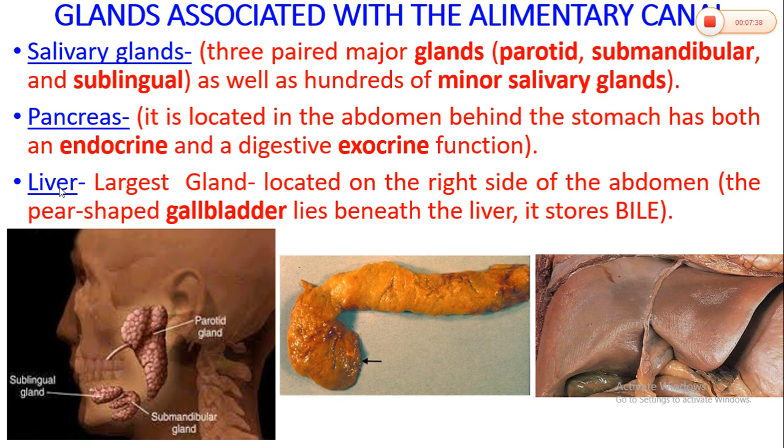And of course, the pancreatic duct drains into the duodenum, the smallest and the first part of the small intestine. And of course, the last major gland associated with the alimentary canal is the liver. What is interesting about the liver is that it is located towards the right hand side of the abdomen, and it is the largest gland in our body.